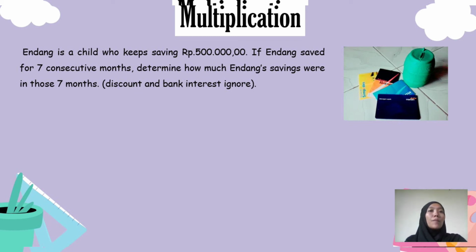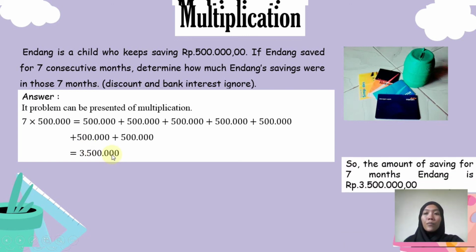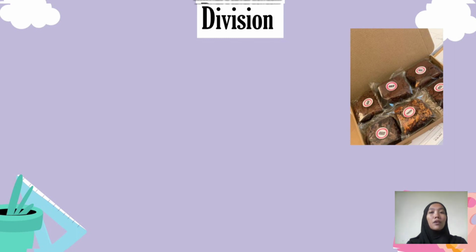This problem can be represented as multiplication. 7 times 500,000 rupiah is equal to 500,000 rupiah plus 500,000 rupiah, and so on, 7 times. So 7 times 500,000 rupiah is equal to 3,500,000 rupiah. And so the amount of Endang's savings for 7 months is 3,500,000 rupiah.